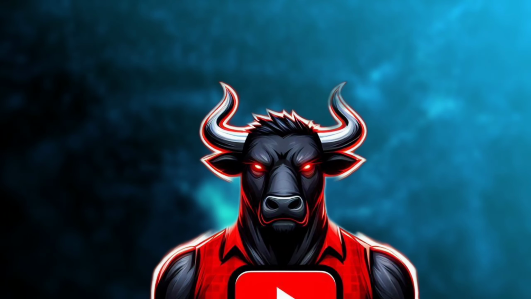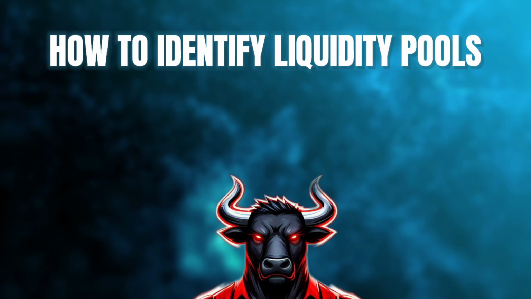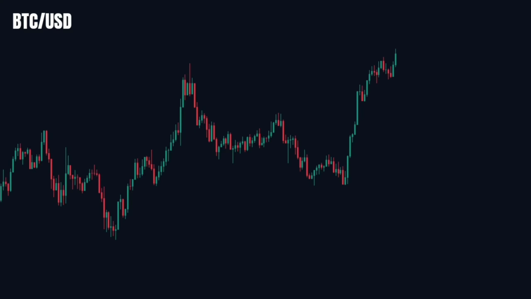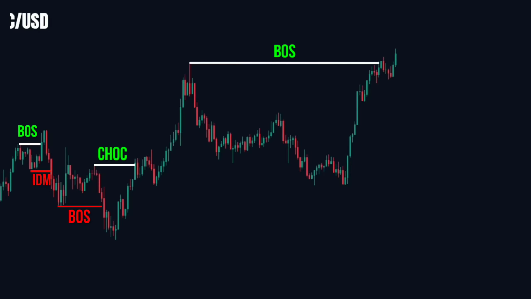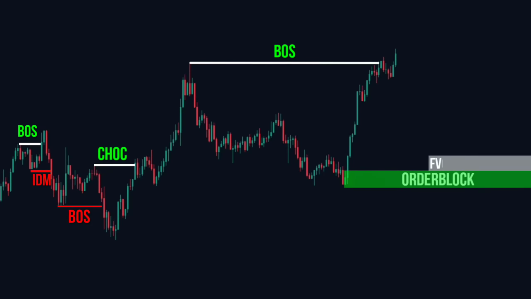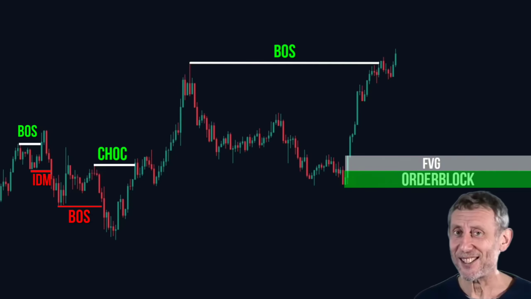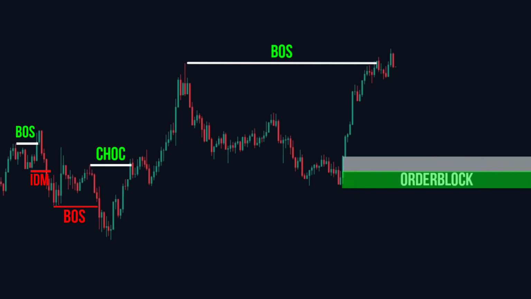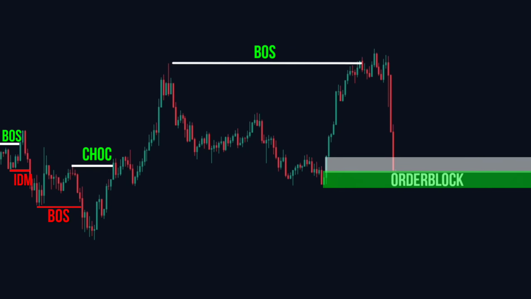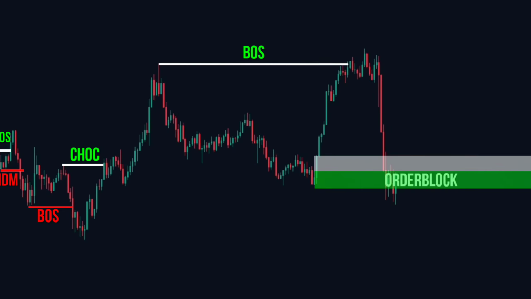But you might be thinking, how to identify and use liquidity pools for higher probability setups. For example, here in the chart of BTC/USD, the market is bullish. We've got a perfect order block, a valid fair value gap. Everything lines up flawlessly. Nice. So we take the trade, expecting a strong move. But then, boom! The price crashes right through our order block. What just happened? Here's the painful truth.